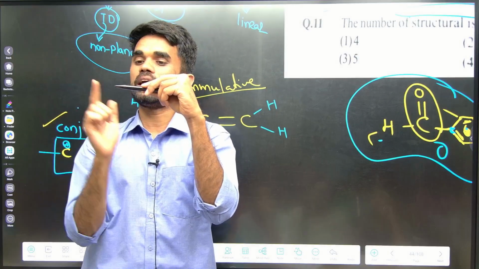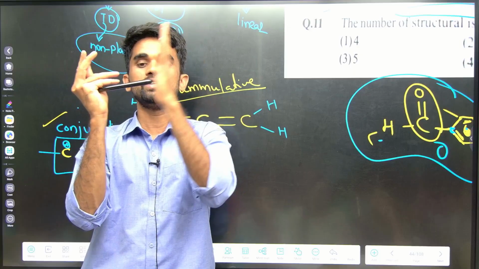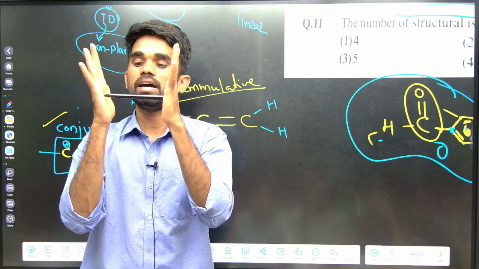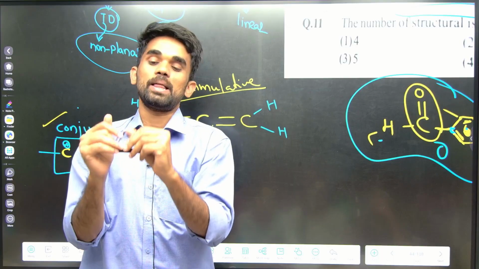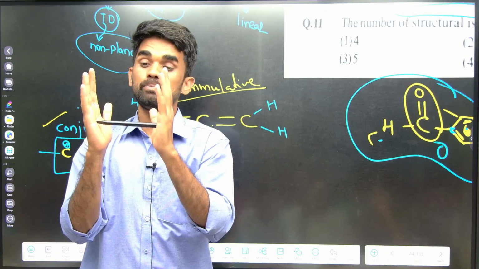This is a p orbital of this carbon. This is a p orbital of this carbon. This is formed first, the sigma bond. After that, the pi bond. Is this clear?